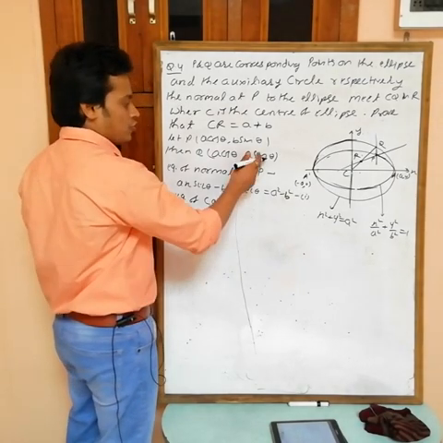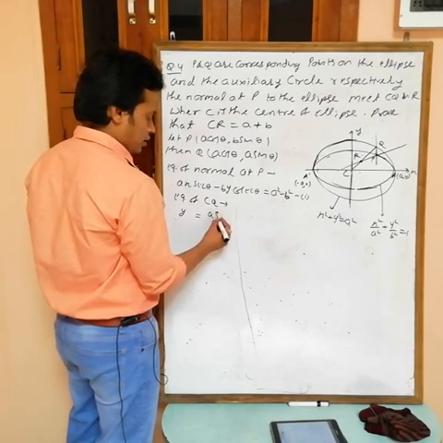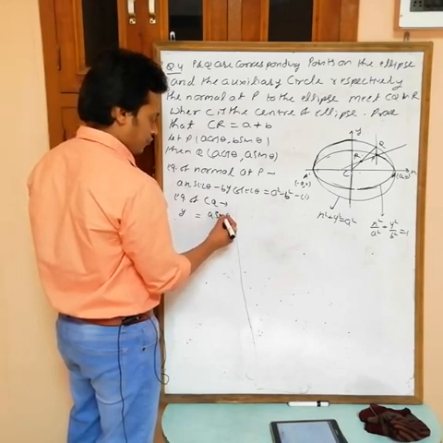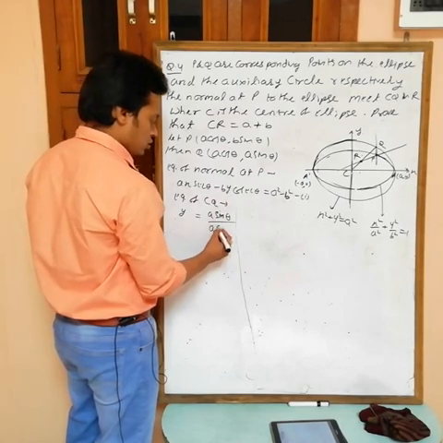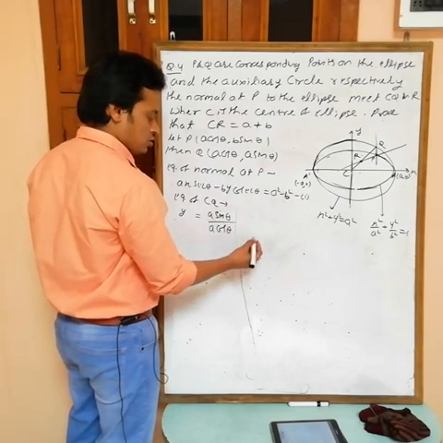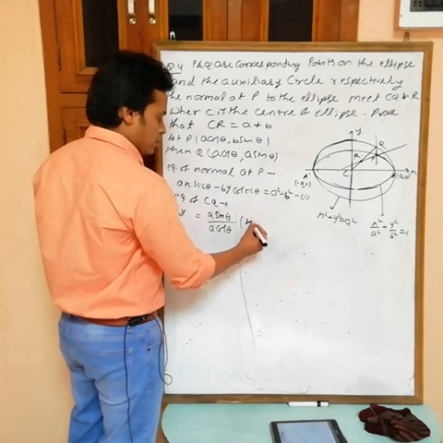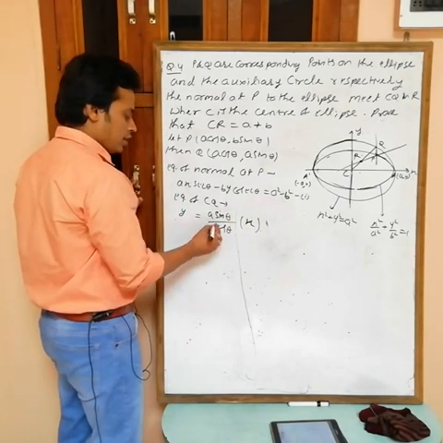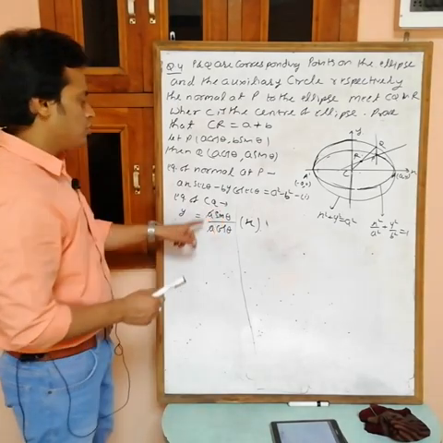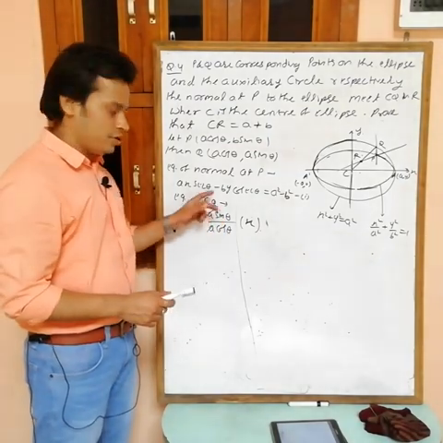M is (y2 minus y1), a sin theta minus 0, by (x2 minus x1), x2 is a cos theta, x1 is 0, into (x minus x1). x1 is also 0. So only x. A cancels out. Now I want to solve both. So first I am converting this one into this form.